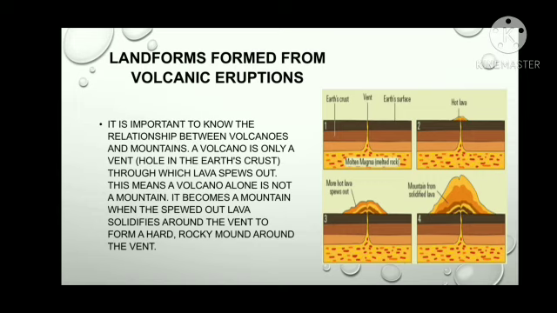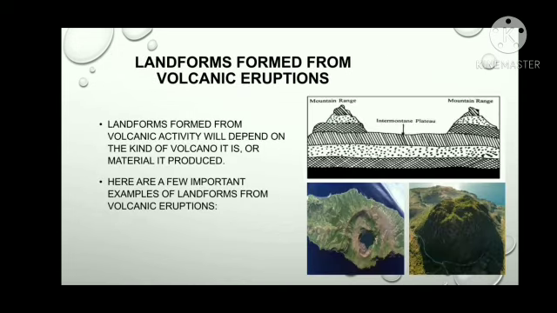So in addition to this, a volcanic vent is an opening exposed on Earth's surface where volcanic material is emitted. All volcanoes contain a central vent underlying the summit crater of the volcano. Landforms formed from volcanic activity will depend on the kind of volcano it is or the material it produces. Here are a few important examples of landforms from volcanic eruption.